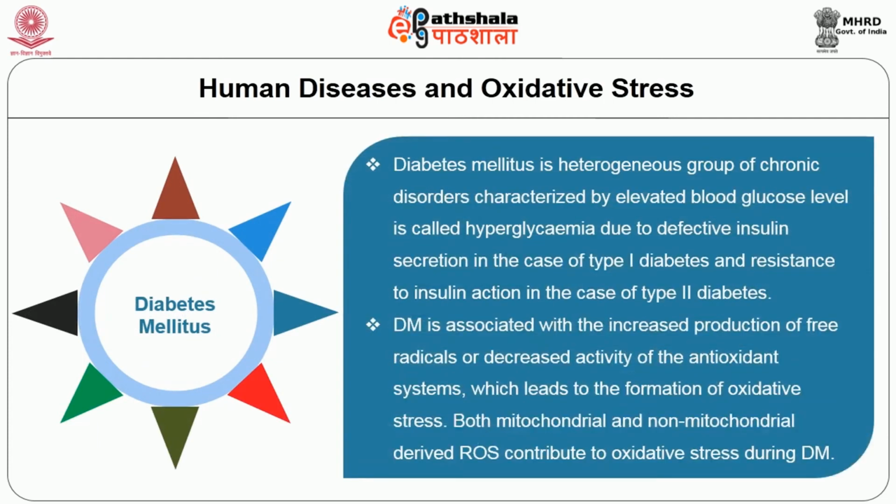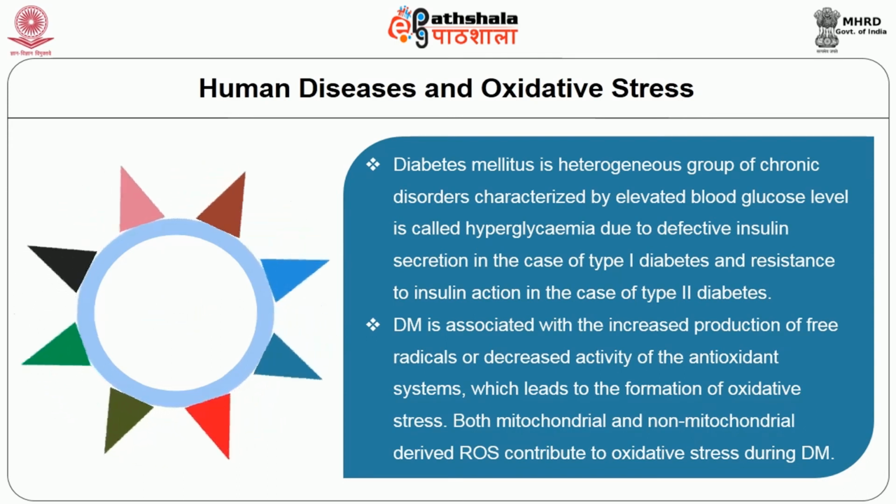It is a heterogeneous group of chronic disorders characterized by an elevated blood glucose level, called hyperglycemia, due to defective insulin secretion in the case of type 1 diabetes and resistance to insulin action in the case of type 2 diabetes. Diabetes mellitus is associated with increased production of free radicals or decreased activity of the antioxidant systems, which leads to the formation of oxidative stress. Both mitochondrial and non-mitochondrial derived reactive oxygen species contribute to the oxidative stress during diabetes mellitus.